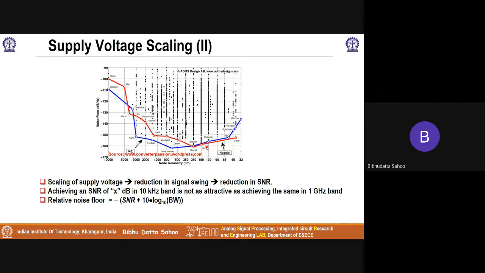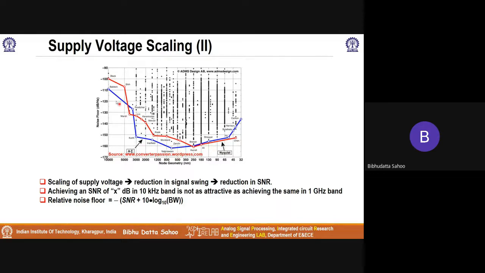Okay, this is a minimum noise floor achievable. Now, in higher technology nodes, you have poor performance. The noise floor in dB per hertz is poor, I mean, but in 180 nanometer it is even better. But as the technology scales down further, your noise floor goes up.